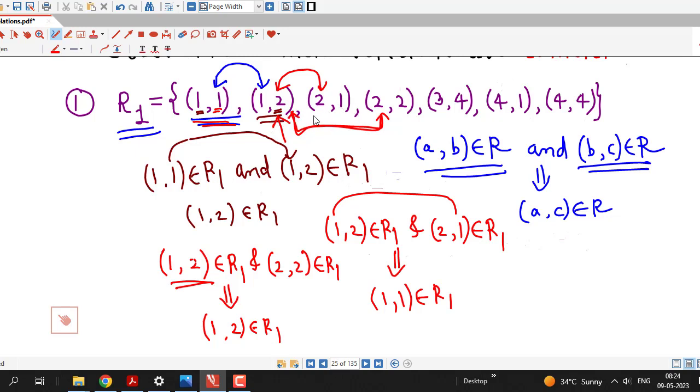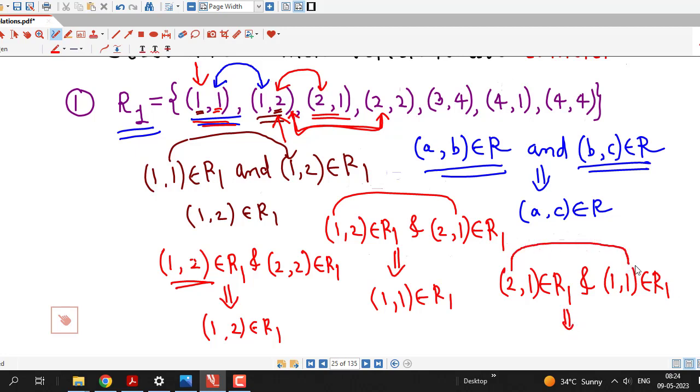Now we come here, (2,1) belongs to R1, and I have to search for another pair whose first component is 1. That pair is this one, with first component 1: (1,1) belongs to R1. So now we must have (2,1) belongs to R1. That is present here, (2,1) is in R1.